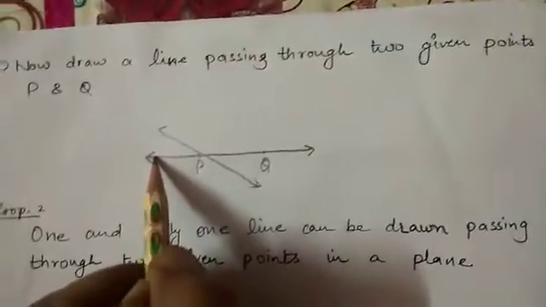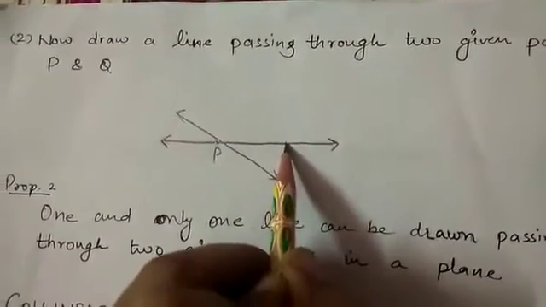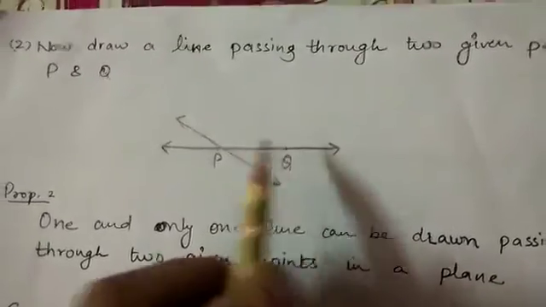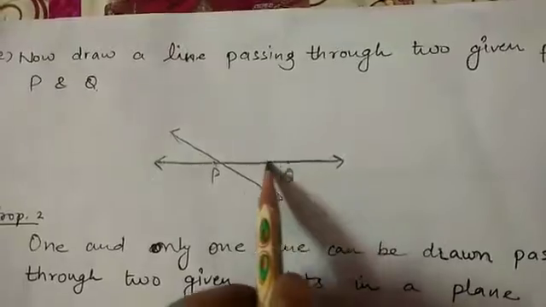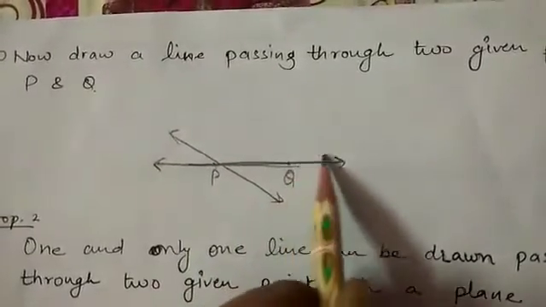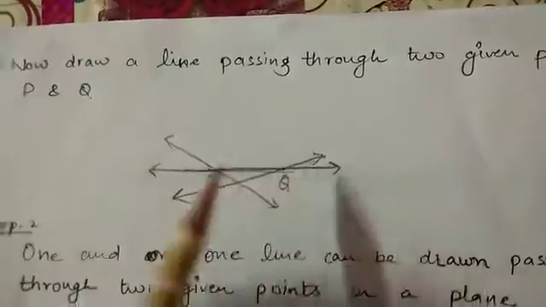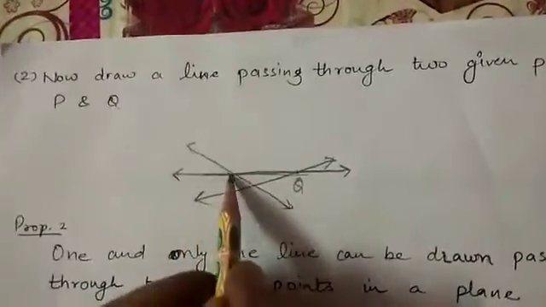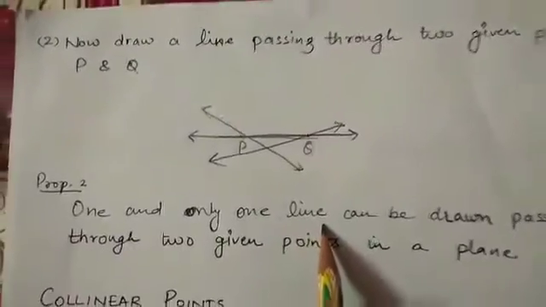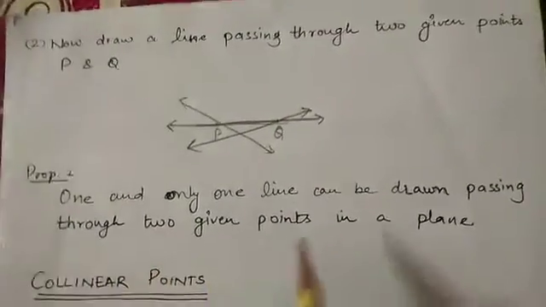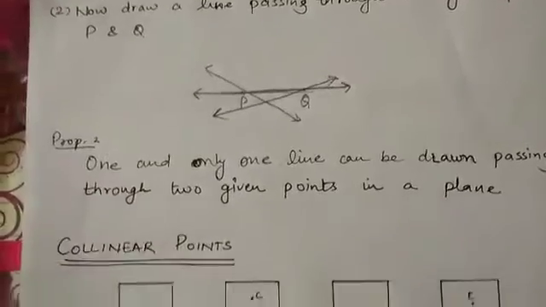It means if the line is passing through P, next time it will not pass through point Q. Now if I try to start from here and draw a line, I will get the same line again and again. If I tilt my line, I will get like this. It means we can draw one and only one line passing through two given points in a plane. This is the second property of points.